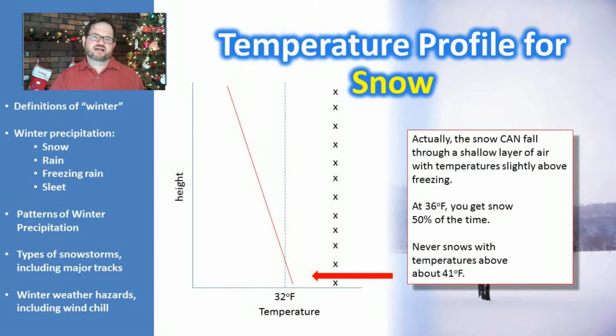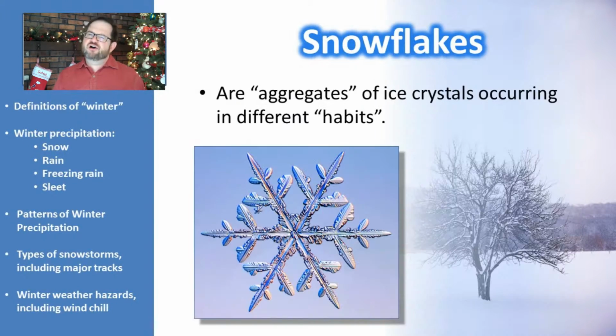After that, there's just no way. The ice crystals are going to warm up too much and they're going to melt. Don't get me wrong, the ice crystals melt if they get above 32 degrees. It's more a matter of if there's a shallow layer near the surface where the ice crystals can fall through it pretty fast before they have a chance to warm up, they might make it to the ground in the form of snow.